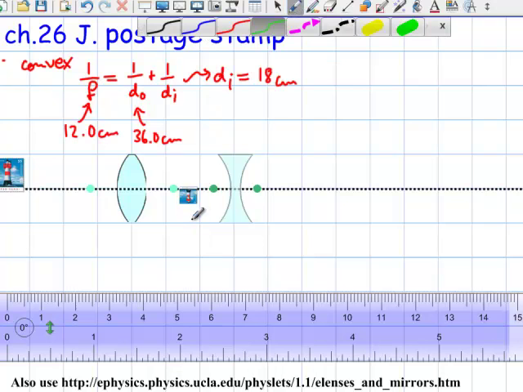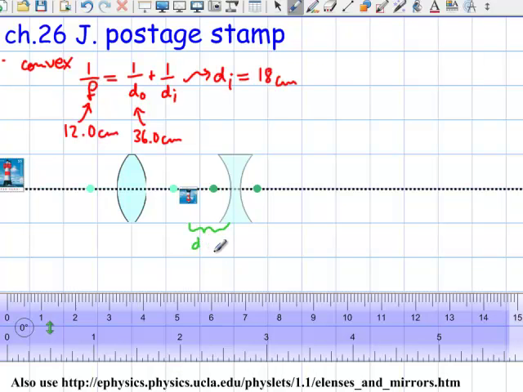Okay, now the concave lens is going to see this image over here, and it has a distance here of, let's see, this is 18 centimeters here, so that makes this one here 12 centimeters. So its DO is 12 centimeters. So this DI here is subtracted from the 30 centimeters total here that the lenses are apart, and I come up with a new object distance for the concave lens of 12 centimeters.